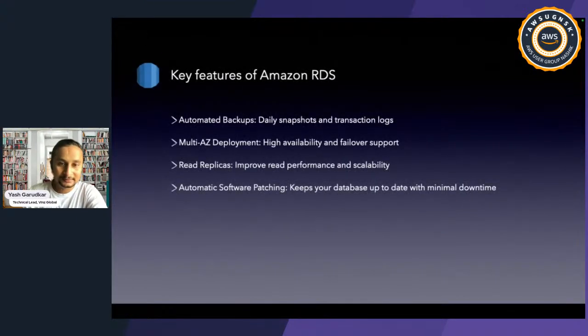Now let's take a look at the key features of Amazon RDS. Amazon RDS is a relational database service. So it takes automated backups, daily snapshots, and transaction logs. Multiple AZ deployment, which is high availability and failover support. So it is highly available throughout all the available AZs, the regions of AWS, that is, and failover support. Whenever there is a database failure, Amazon provides you a lot of support in that aspect, which helps you get back up and running in a very less amount of time.